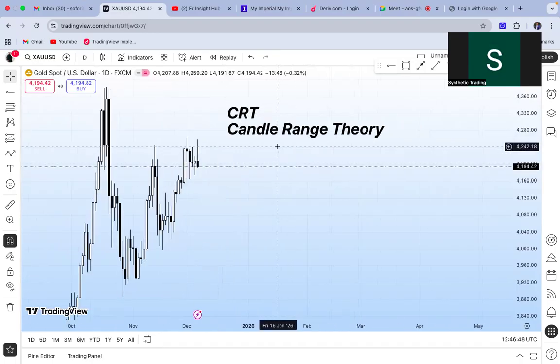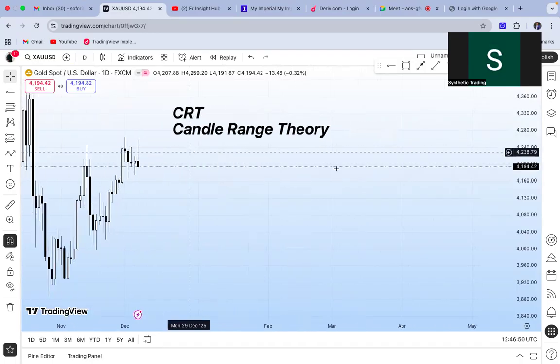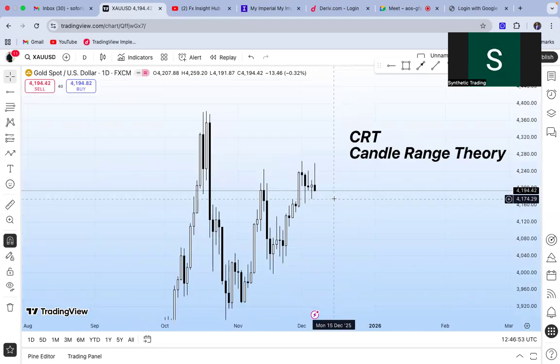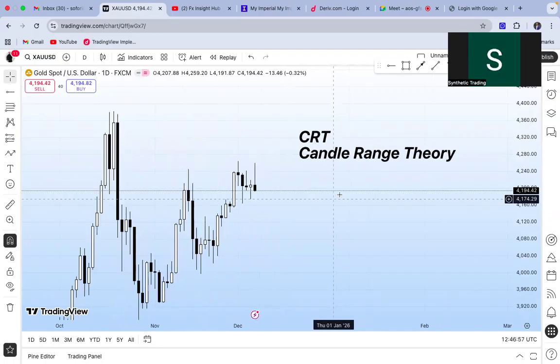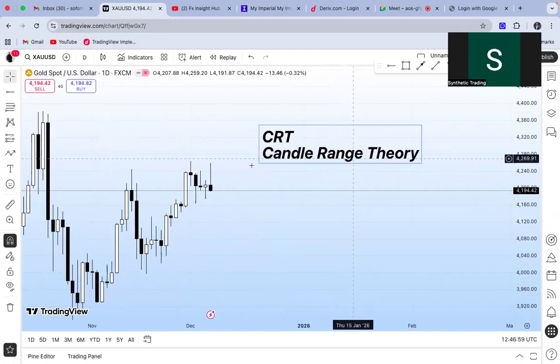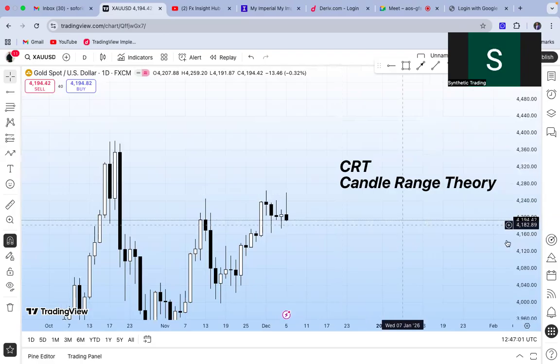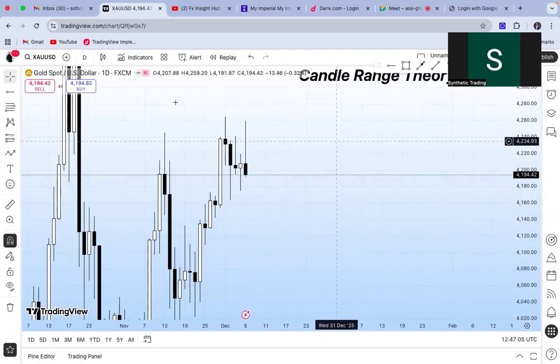So on my screen, I have the candle coming from Wednesday. And then also I see the candle coming from Thursday. And then lastly, the candle that formed yesterday. So because it says that every single candle.